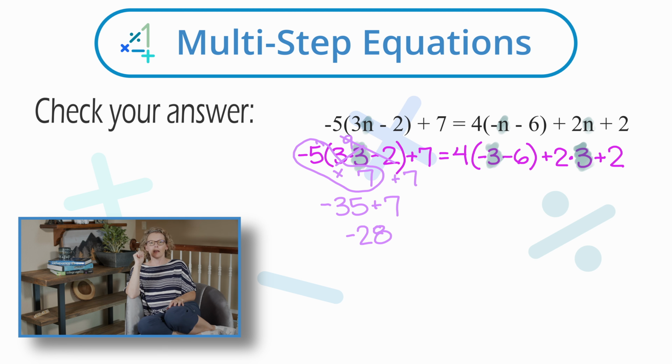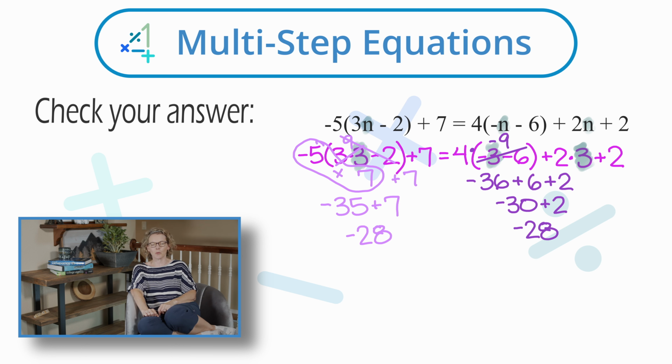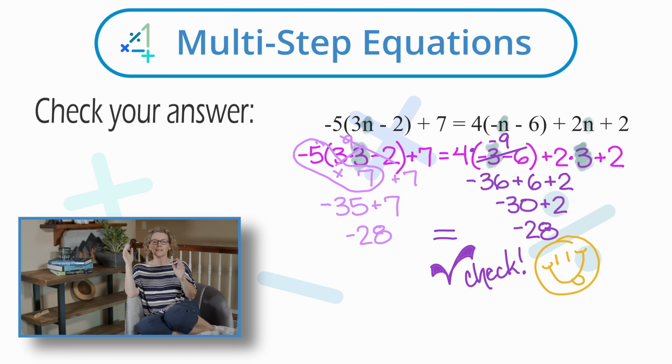On the other side, -3 minus 6 equals -9. On this side, we have 4 times -9 equals -36, then plus 6 plus 2. -36 plus 6 equals -30, plus another 2 equals -28. -28 equals -28. Check. Phew, happy face. I sure am glad that that worked out.